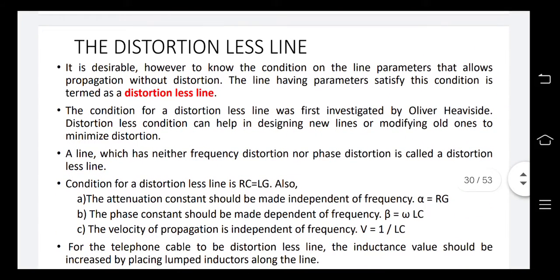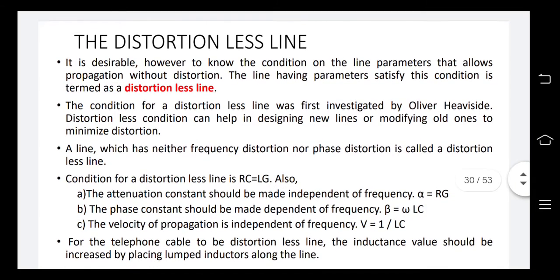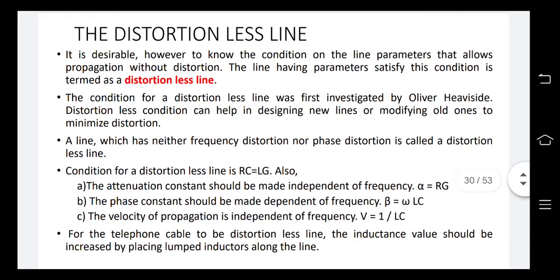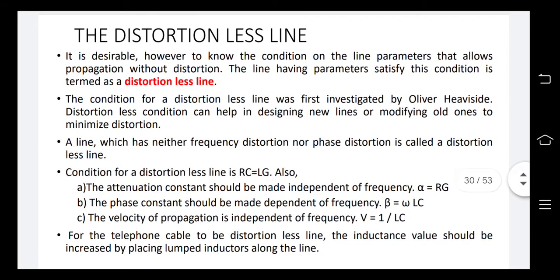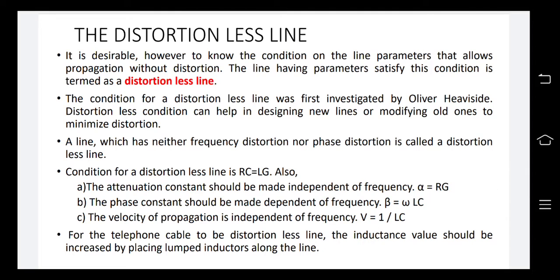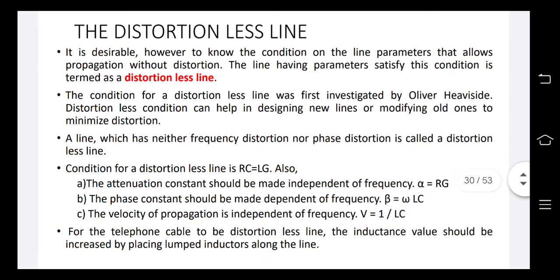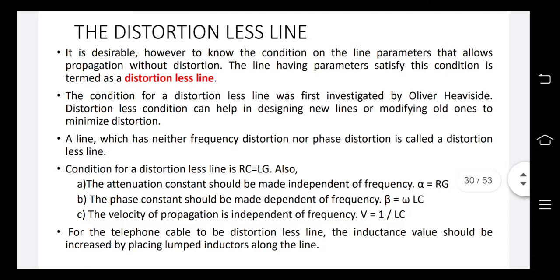So in the second module, we can see about the distortionless line. It is desirable, however, to know the condition on the line parameters that allows the propagation without a distortion. The lines having parameters that satisfy this condition are termed distortionless lines. This condition was first investigated by Oliver Heaviside. The distortionless line condition can help in designing new lines or modifying old ones to minimize the distortion.